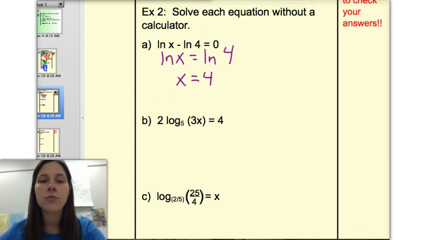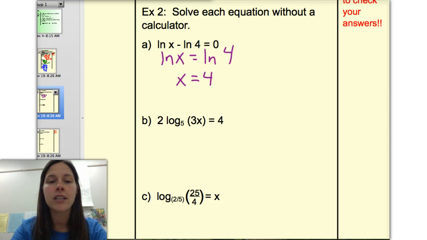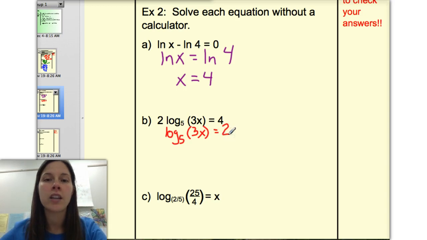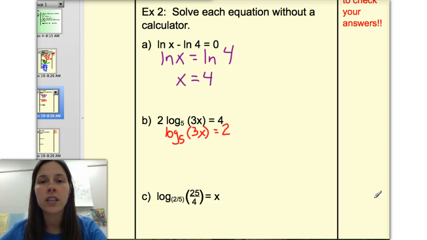Our next equation, we're going to start by dividing both sides by 2. We want to isolate the log, so we have log base 5 of 3x equals 2. And once you isolate the log, if you can't get a log equals a log to use that 1-to-1 property, you can use the curly law and put it into exponential form. And then you'll have your answer equaling that 3x in this case.